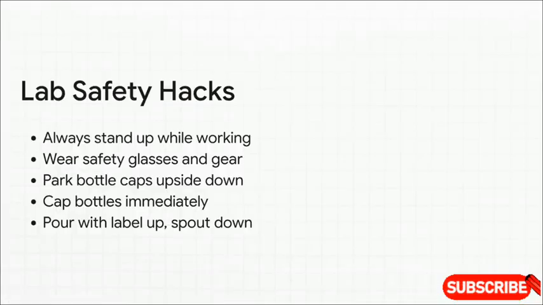Of course, working with harsh acids and corrosive alkalis means you need strict discipline. Here are your absolute non-negotiable lab safety hacks. Number 1, always stand up while you work so you can step back fast if a spill happens. Number 2, safety glasses are a must. No exceptions. 3, park those bottle caps upside down on the bench to stop contamination.